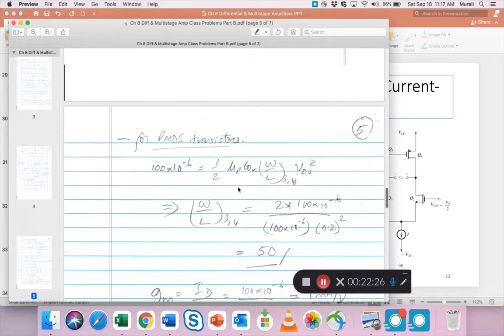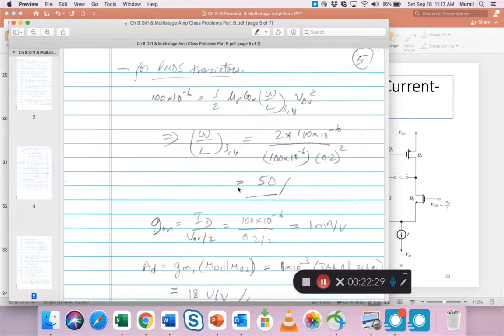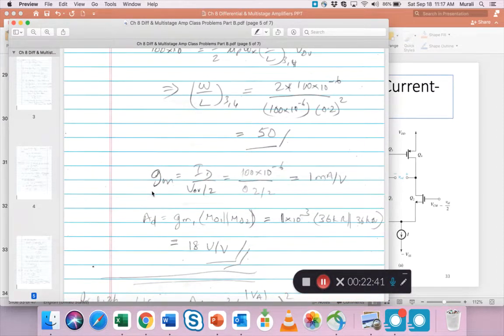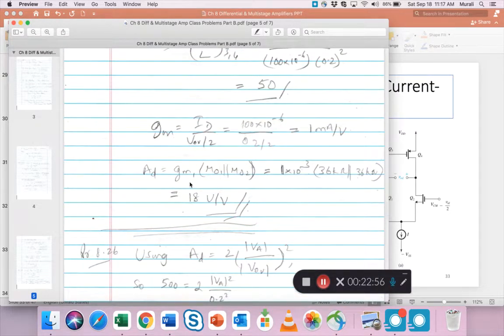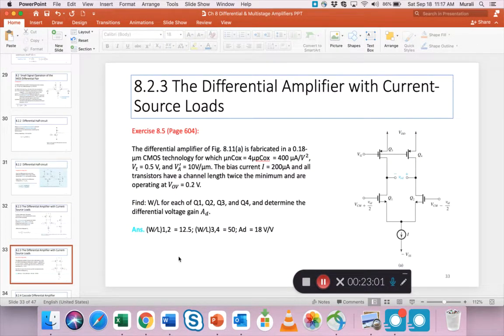So always remember the PMOS area is 4 times larger because it's a matched set, and we know that mu n is always 4 times mu p. Finally, gm, you use this formula ID by VOV by 2, which is 1 milliamp per volt, and so you get the final gain to be 18 volts per volt when you use this formula. I haven't listed those formulas, sorry, but they are in my notes.